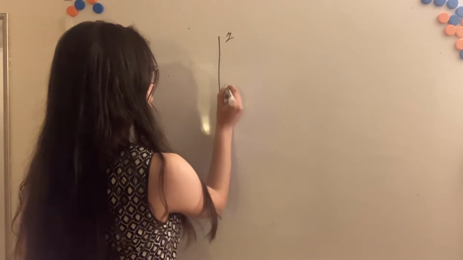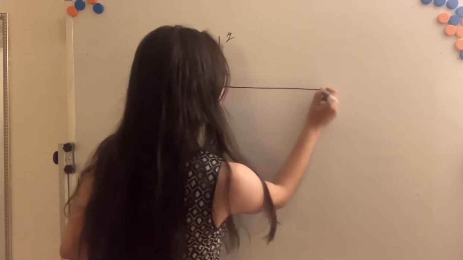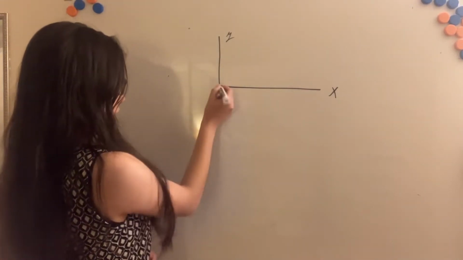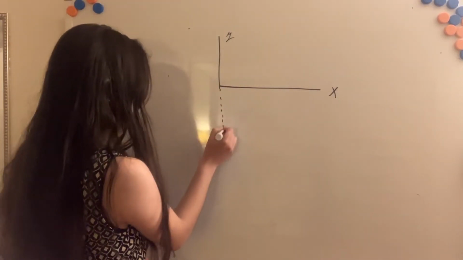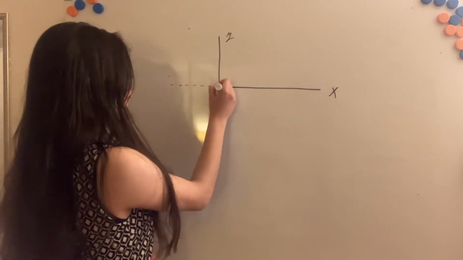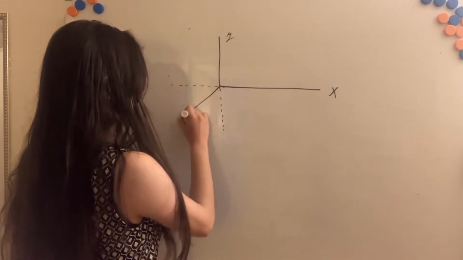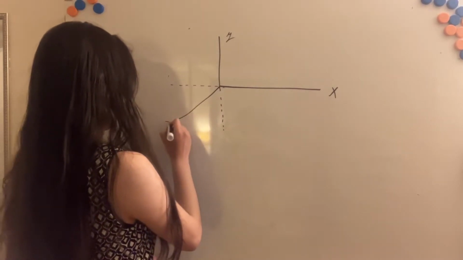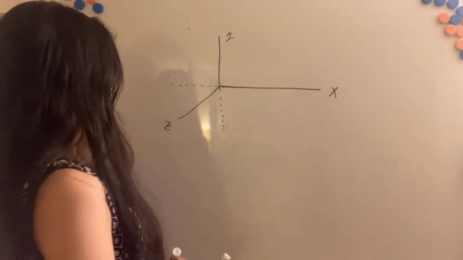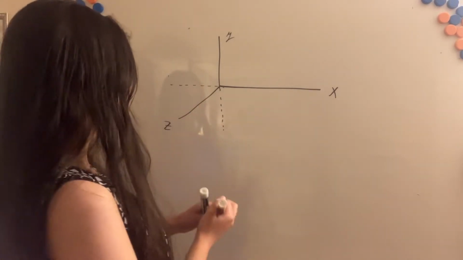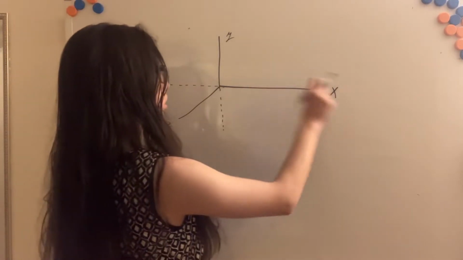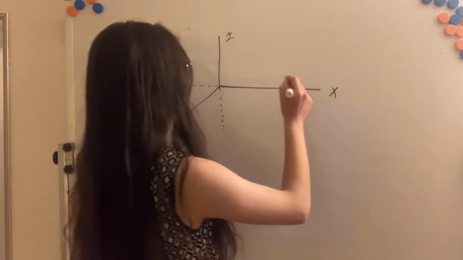y, here x, the positive x direction. This would be the negative y direction. This is the negative x direction, and this is the positive z direction. So let's say that the propagation of the wave is in this direction, in the x direction.